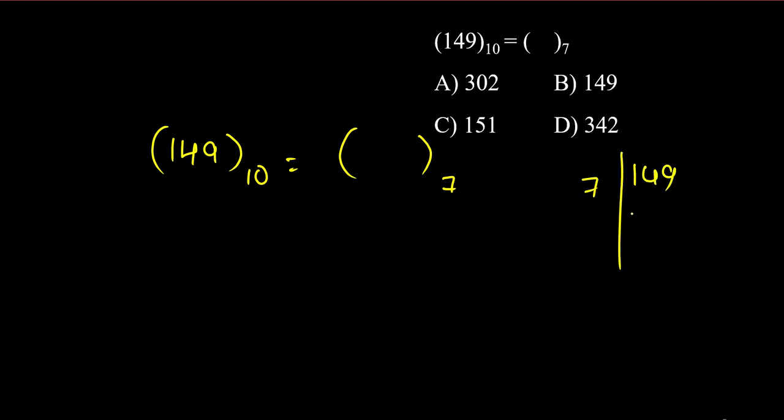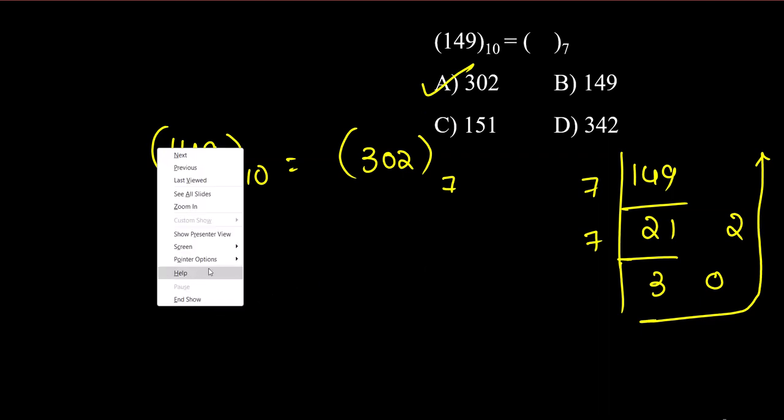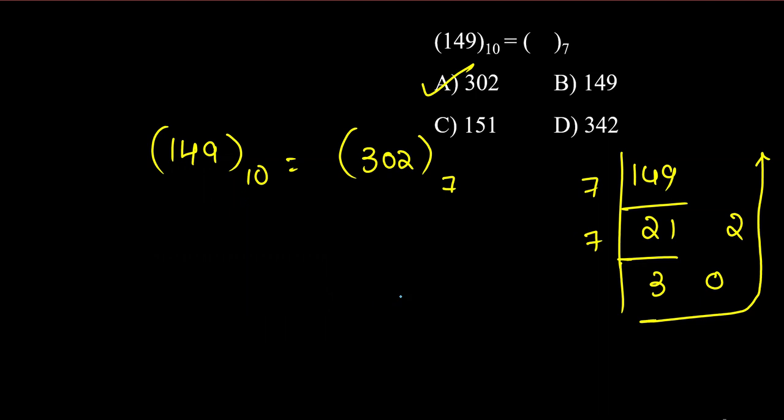Okay, 7 twos are 14, 2 times 14. Still 9 is 1 times 7, remainder 2. Then 7 3 times 21, remainder. Answer is 302. So 302, option A. This is from decimal system to any other system, septal or any other system. This is where we have to divide.